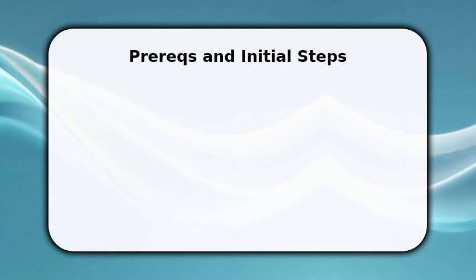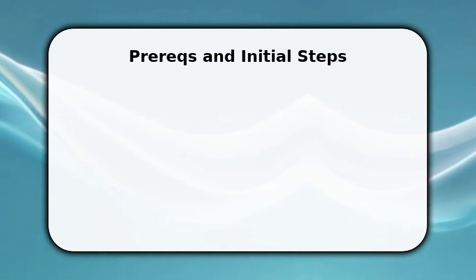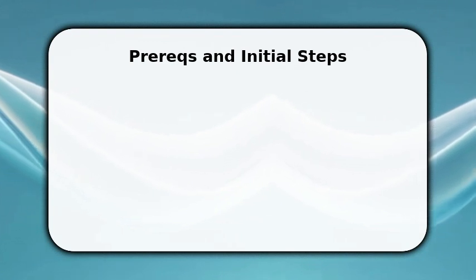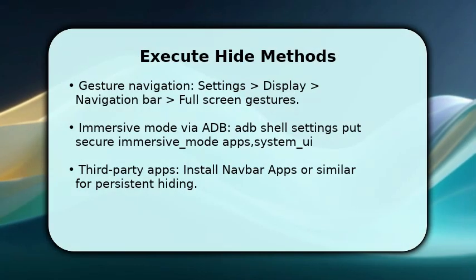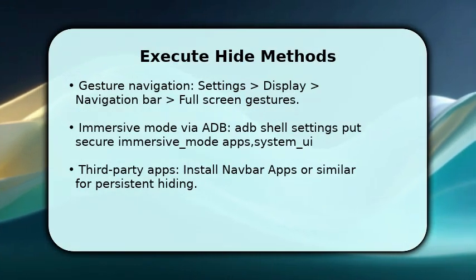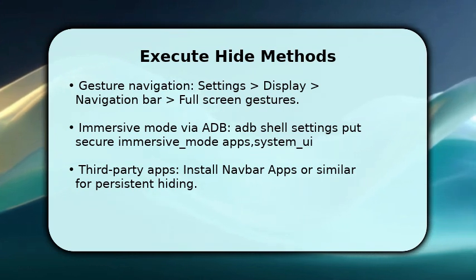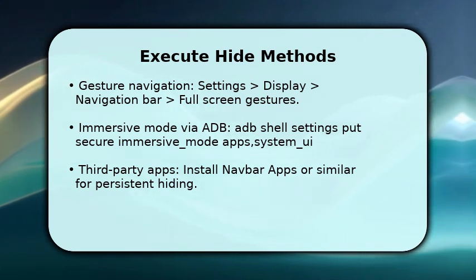Now open Settings and keep developer options visible. Next, we'll choose between immersive mode, gesture navigation, or permanent hide techniques based on your Android build. You'll now pick the method that fits. Use built-in gesture navigation for the simplest hide. Go to Display, Navigation bar, and select full screen gestures.